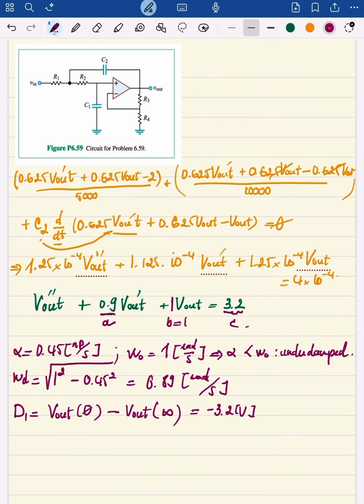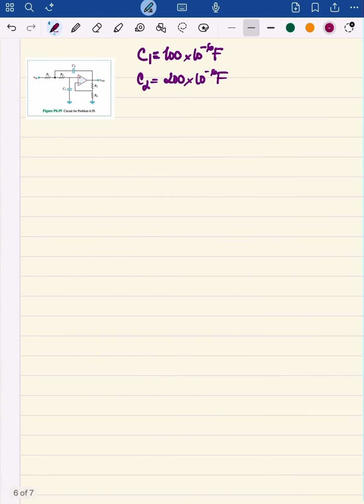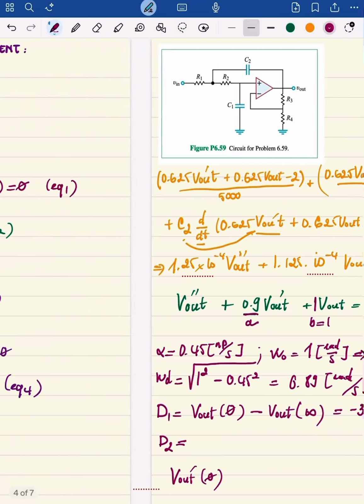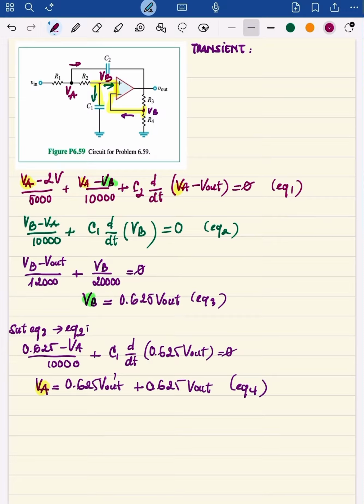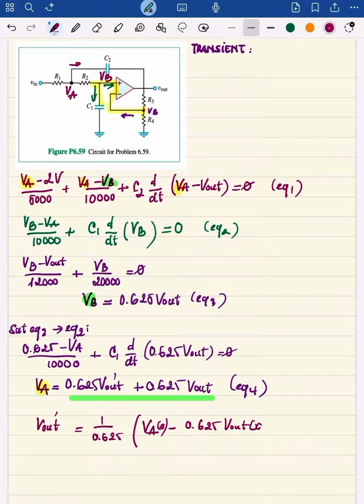Now we're going to solve for D2. We need to figure out what V out prime at 0 is. Now how do we do that? Are we running into an issue? V out at 0 is equal to 0, right? Now take a look at equation 4, this equation right here that I have. So for VA right here, I can solve for V out prime. It's going to be 1 over, simplify, VA minus VA at 0, and V out at 0, right?